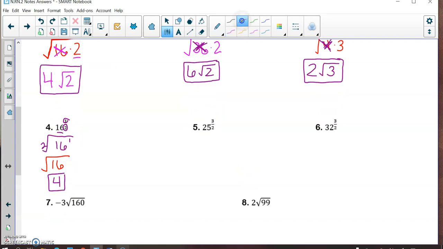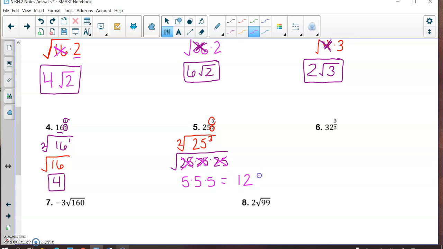All right, the next problem here is the same thing as the denominator of your fraction is your index, and this is 25 to the 3rd power. Now this can be rewritten as the square root of 25 times 25 times 25. If we look on our chart, 25 is a perfect square. The square root of each 25 would be a 5, which leaves me with nothing underneath my square root. I just have 5 times 5 times 5, which is 125.